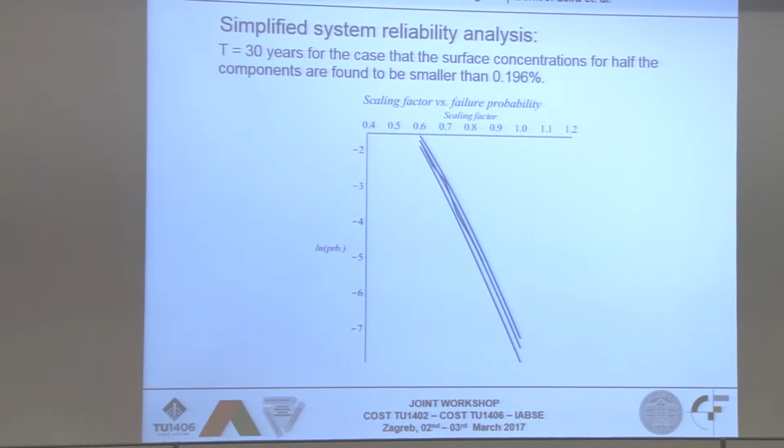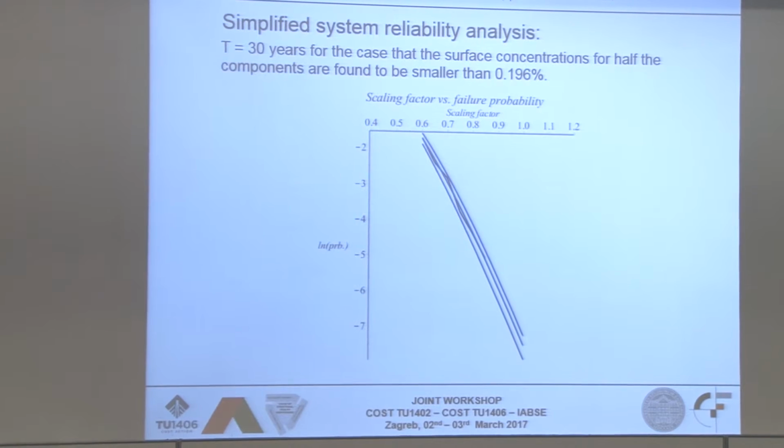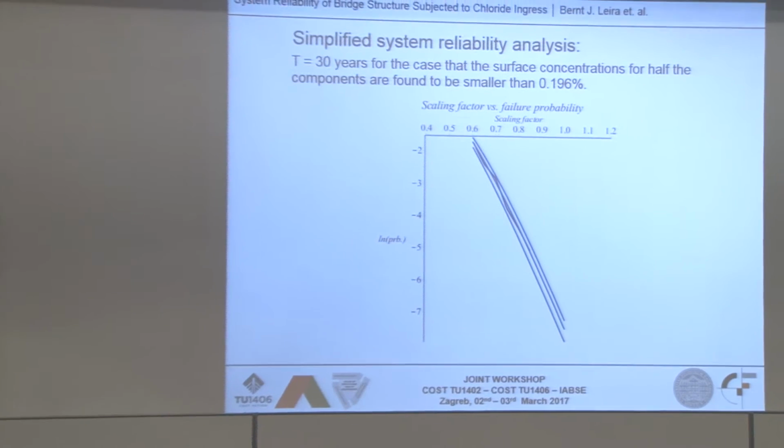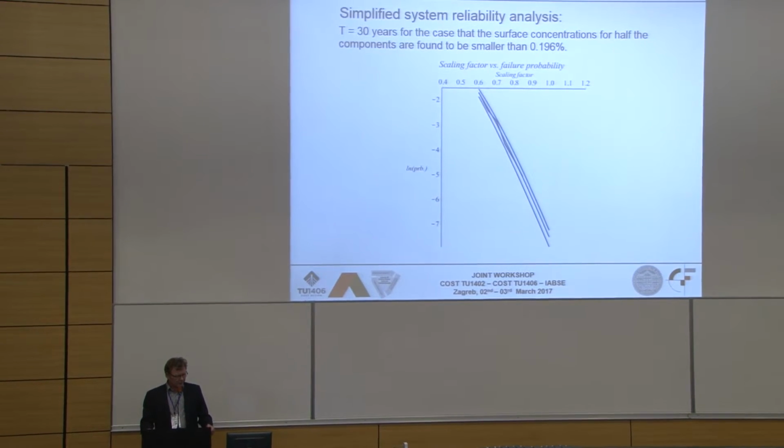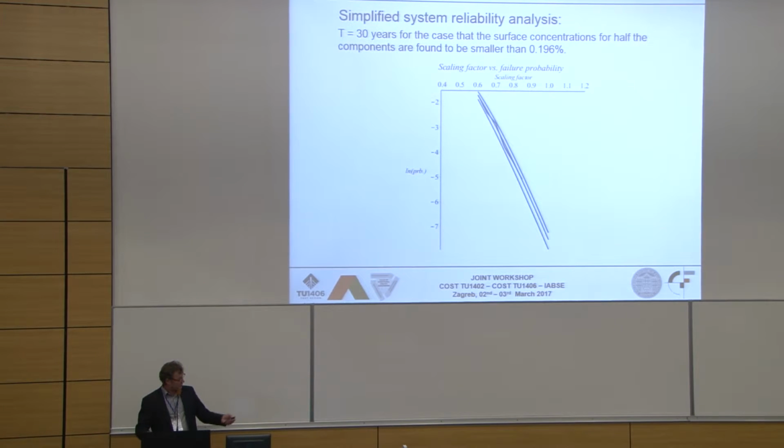Now we can also look at the effect of knowing the surface concentration for half of the components. That means for the 45 components where you have information that the surface concentration is smaller than 0.196%. And again, we see that there is some scatter in the parts where you have high probabilities, but the confidence band is stable when you extrapolate to the full limit state function for the system. Or it's really 90 limit state functions that comprise the system for a series model of the bridge.